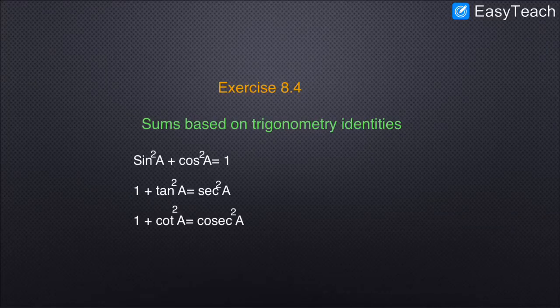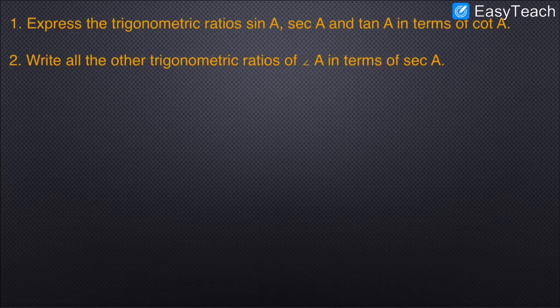Today we are going to study exercise 8.4, sums based on trigonometric identities. Before we start the exercise, let's recall the trigonometric identities. Here I have written some expressions. These are called trigonometric identities. Sin square a plus cos square a equals 1, 1 plus tan square a equals secant square a, 1 plus cot square a equals cosecant square a. These are trigonometric identities. Let's solve the first question.